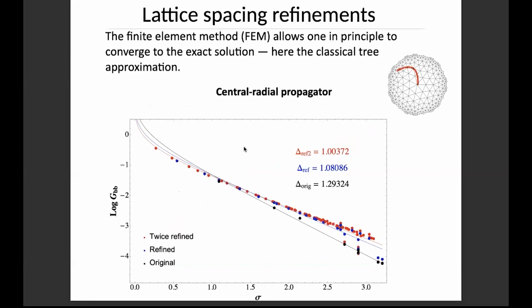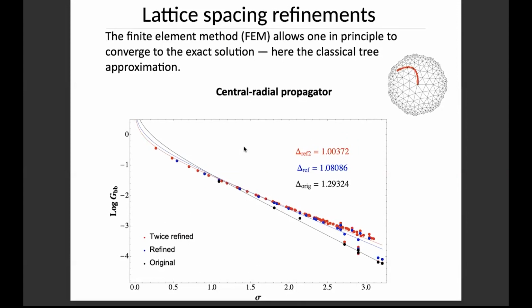Now, one thing I didn't mention earlier that is very common to do on a lattice is to refine it. The finite element method allows one, in principle, to converge to the exact solution just via refinement. So you could say, let's construct this lattice and just refine the heck out of it. Let's make smaller and smaller triangles, and then we can get better and better answers.